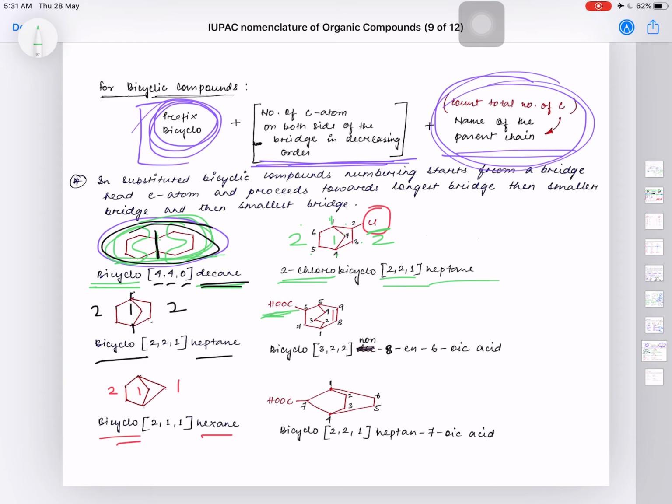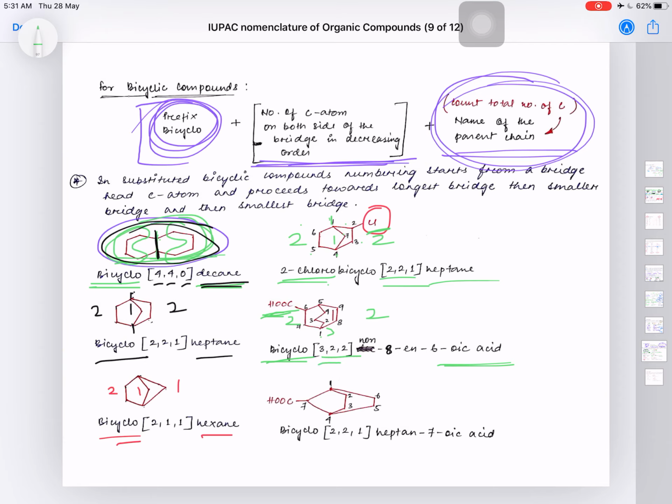So carboxylic acid is always written at the end. Okay, it is always used as a suffix. So its name will be starting with bicyclo. Then you see on the left-hand side you have 2 carbons, right-hand side also you have 2 carbons, and in the center you have 3 carbons. Okay, means in between the bridging carbon atoms you have 3 carbon atoms. So it will be 3 2 2.